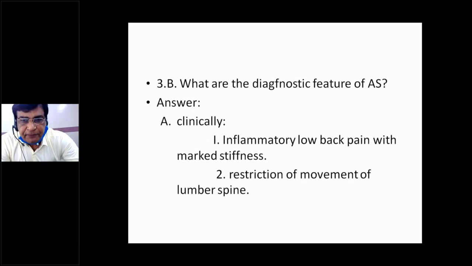What are the diagnostic features of ankylosing spondylitis? Clinically, inflammatory low back pain. Why inflammatory? Inflammatory means the pain increases at rest and decreases with activity. It is called inflammatory, with marked stiffness, morning stiffness. And there is restriction of the movement of the lumbar spine. These two are the clinical criteria of ankylosing spondylitis.